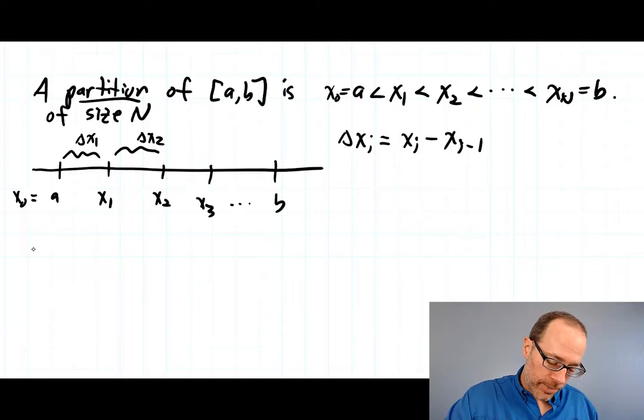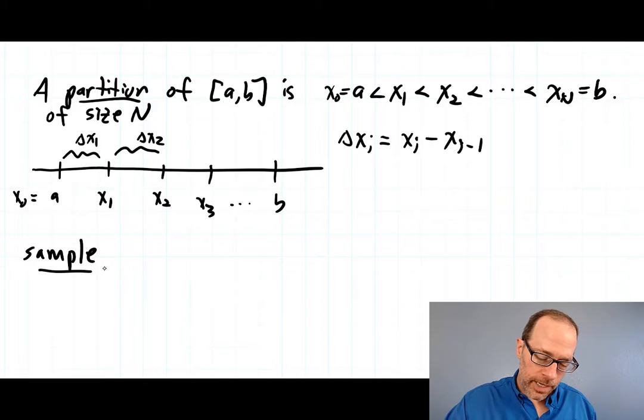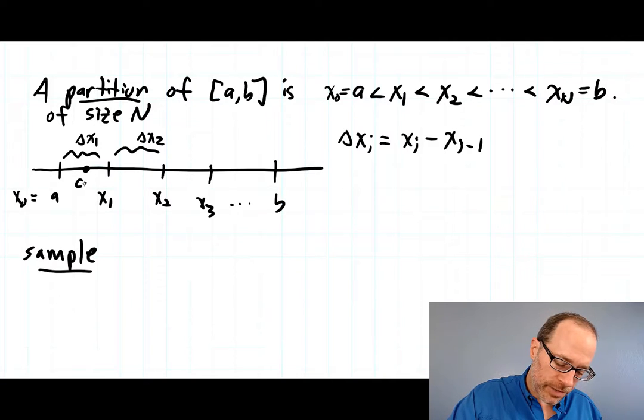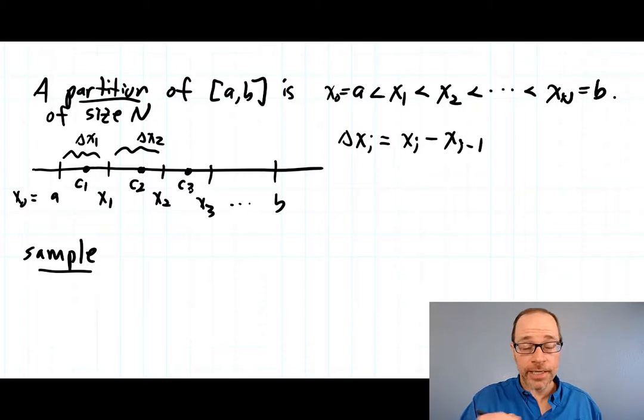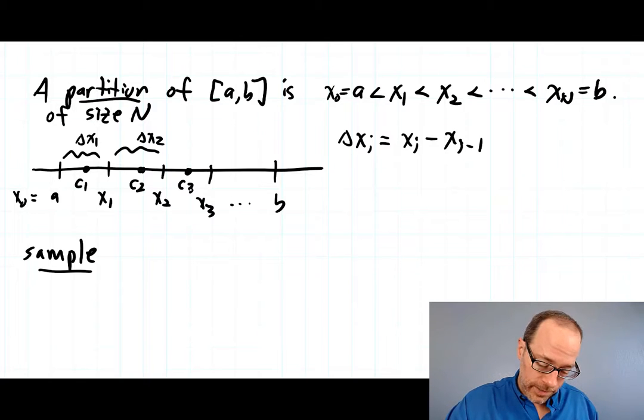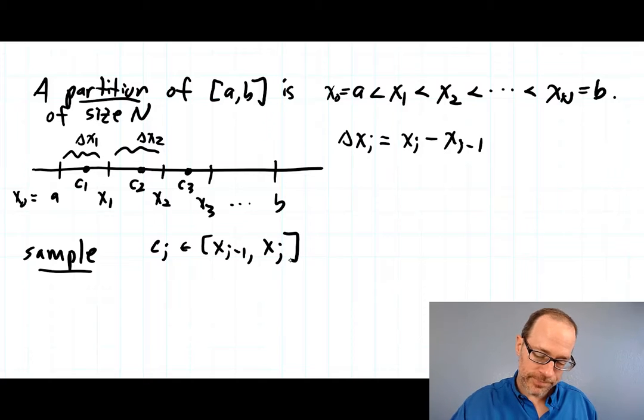And then you're allowed to pick a sample for this. And that just means you pick any point in the first interval, C1, any point in the second interval, C2, any point in the third interval, and they can be the endpoints as well if you want. So C sub j just has to be in the interval going from xj minus 1 to xj. All right? And if you have all that, then you can approximate the area under a curve.